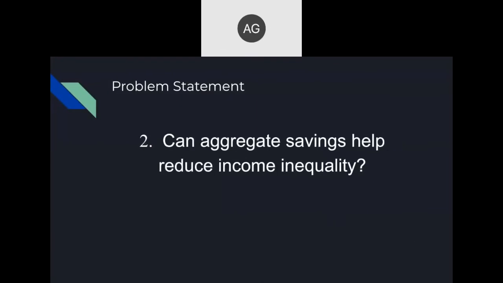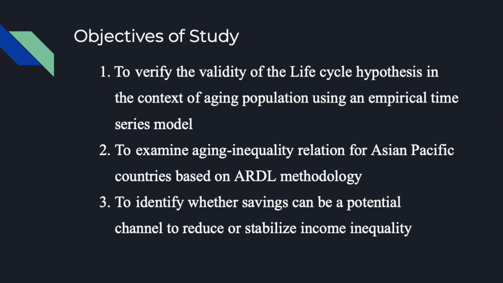Secondly, we want to consider the question, can aggregate savings help reduce income inequality? Shaik has some interesting studies about this question, and he has suggested that there are some moderating effects between inflation and the unemployment rate. And he also argues that increasing savings over the course of a person's lifetime can help mitigate income inequality.